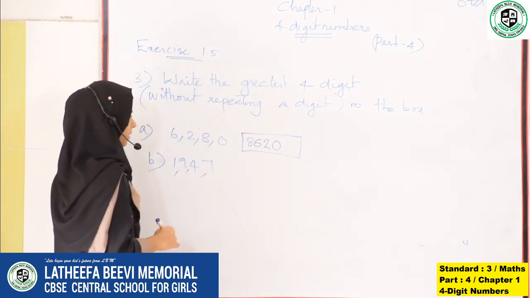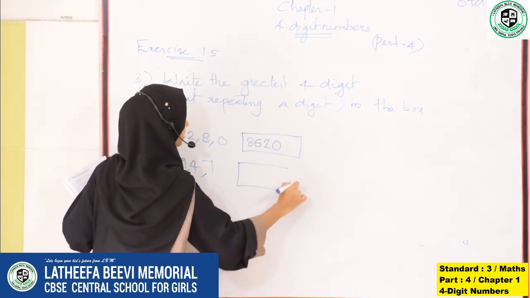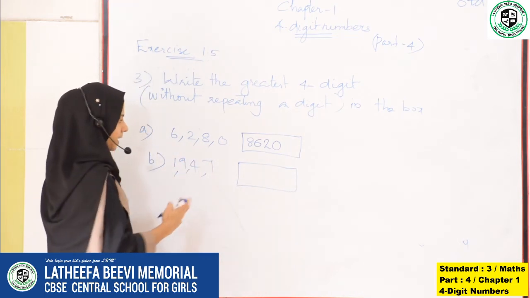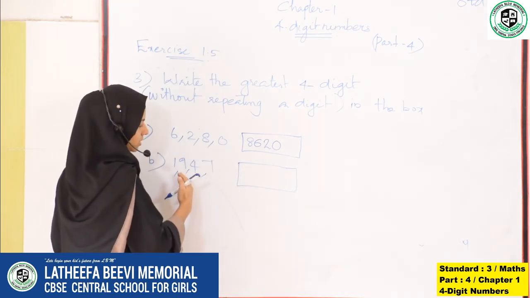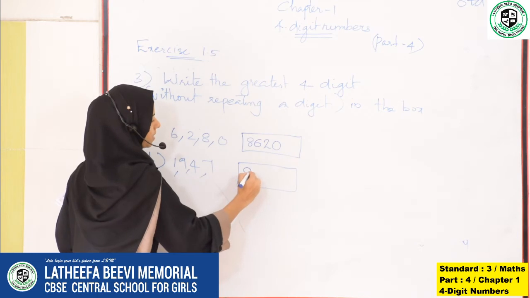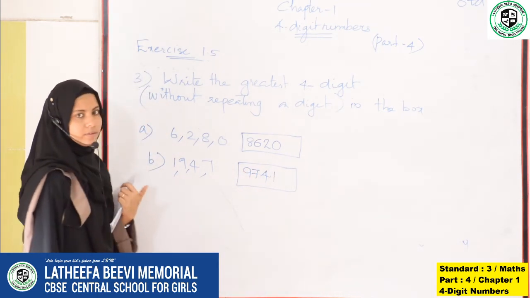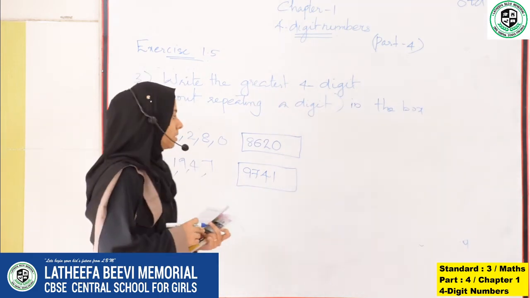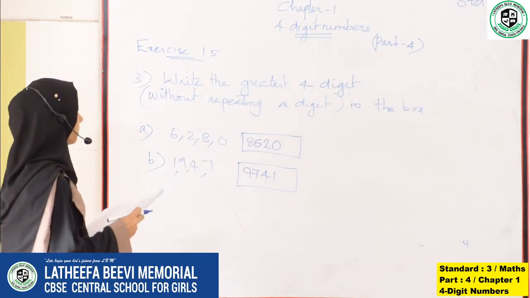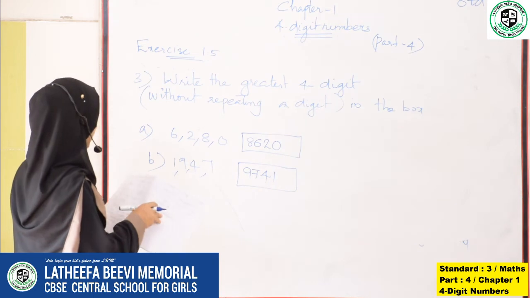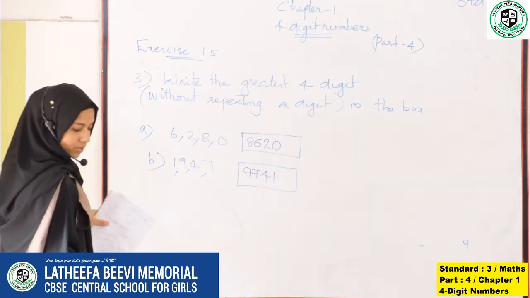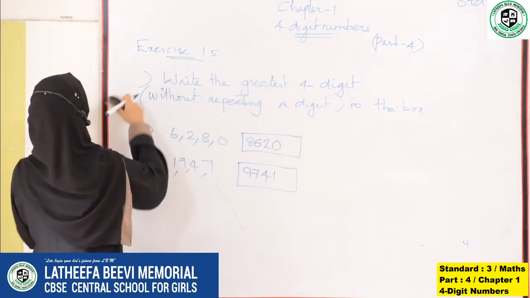Four digits they have given. How will you make a four-digit number? Which number will we write first? Yes, 9, then 7, then 4, then 1. We got the greatest four-digit number. Then moving to the next exercise, question number 4.